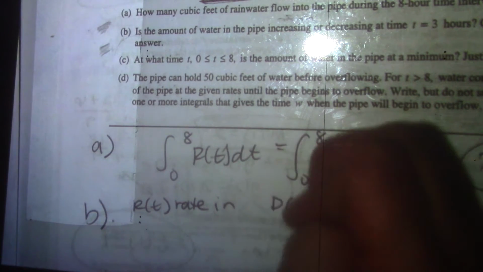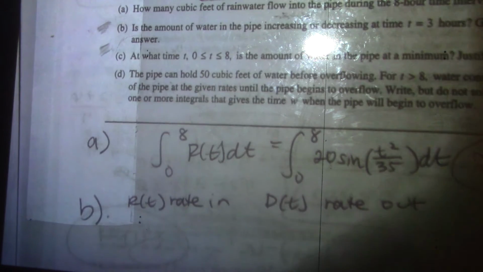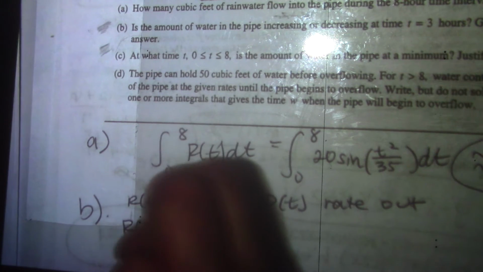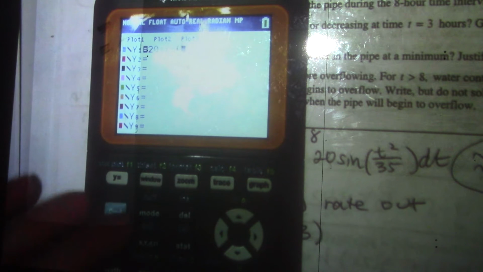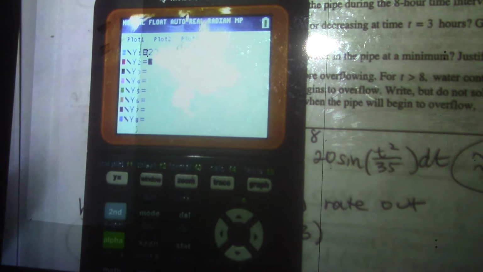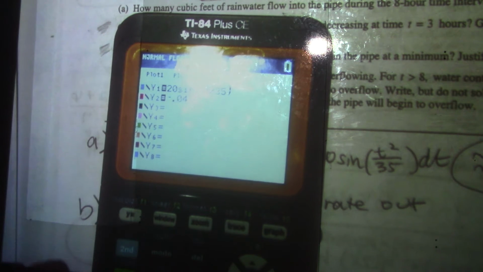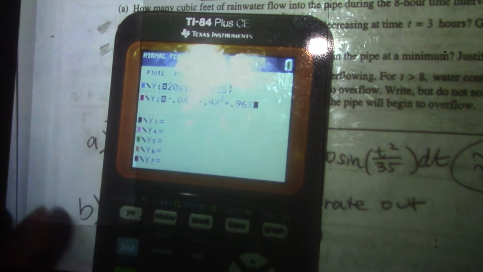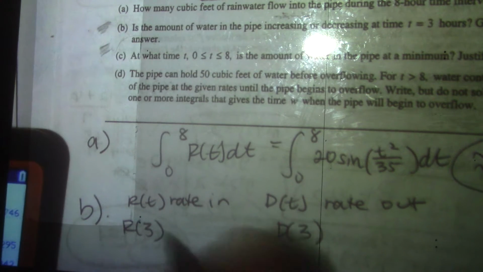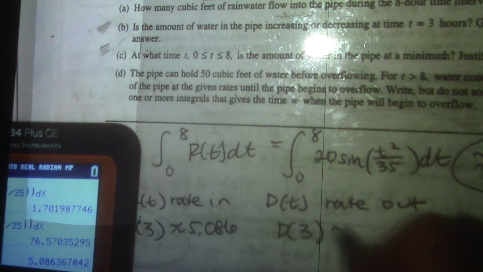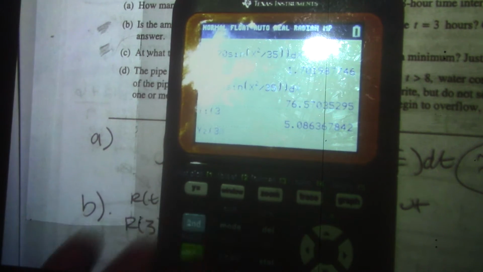This is my rate in, and this is how much is out. So I made a note. I said r of t is the rate in. I said d of t is my rate out. Now I have a calculator, so I can find at t equals 3 what r of 3 is and what d of 3 is. So I'm just going to go to my calculator. Actually, to make my life easier, I typed into y, so 20 sine of x squared over 35. And this one is negative 0.04 x cubed plus 0.4 x squared plus 0.96 x. Okay, now we're gonna do what r of 3 is. So r of 3 is 5.086, and d of 3 is 5.4.